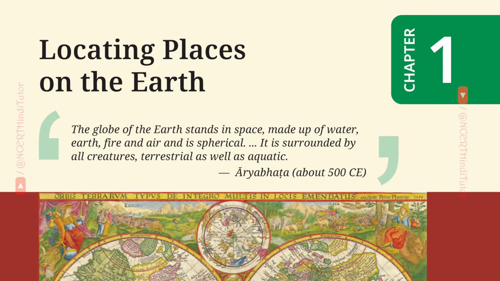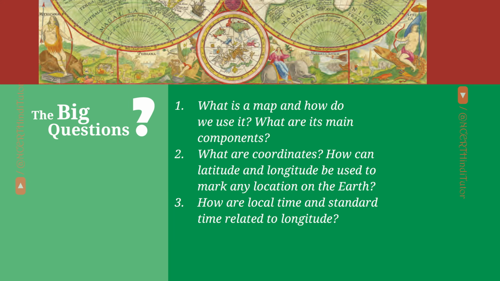Chapter 1, Locating Places on the Earth, Question Answers from Class 6, Subject Social Science, Book Exploring Society: India and Beyond. The Big Questions. Question 1: What is a map and how do we use it? What are its main components?